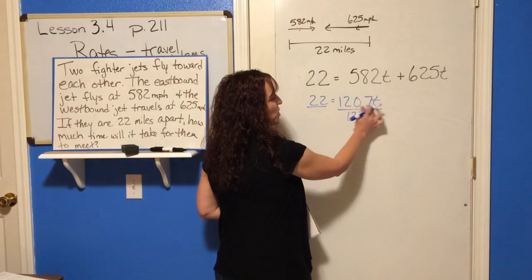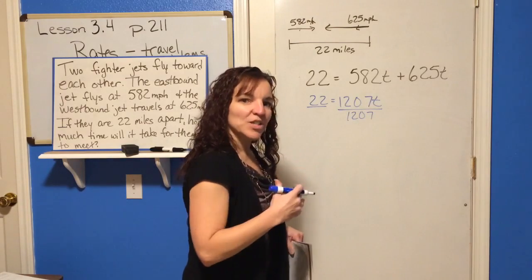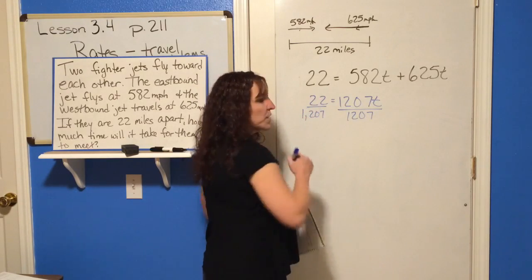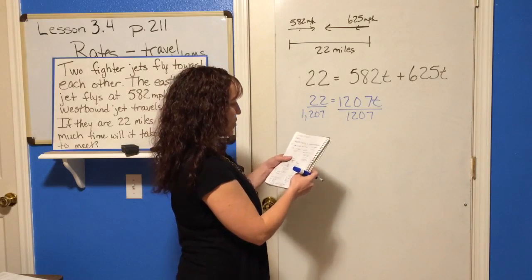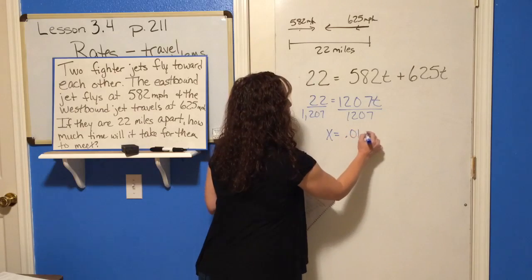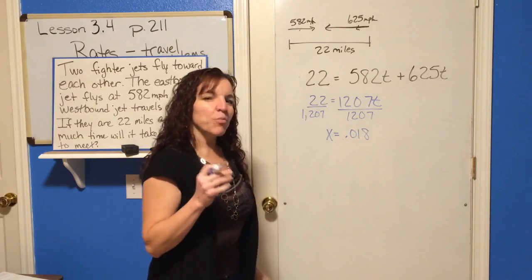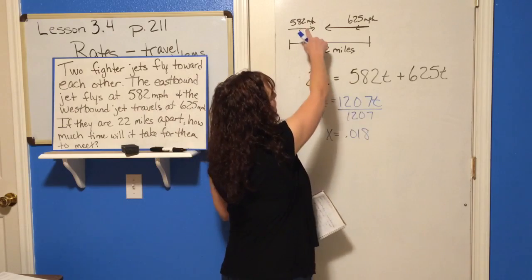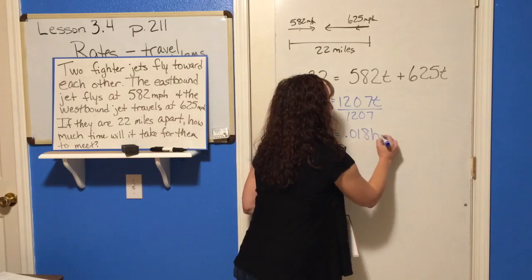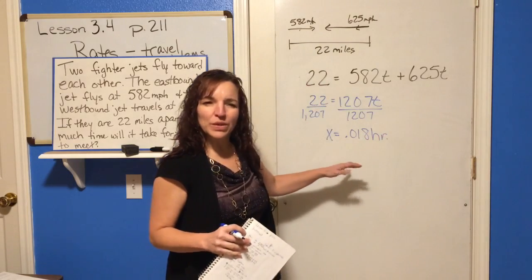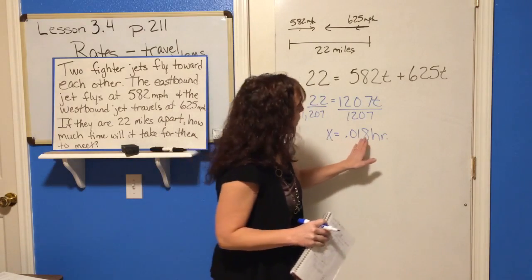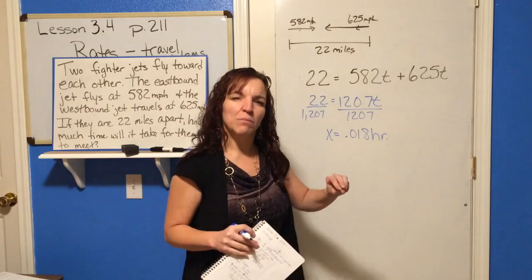Because the 1,207 is what is multiplied by the T, that's what we have to divide to get back to the T by itself. So when we divide that, put it in your calculator. 22 divided by 1,207 is 0.018. That 0.018, remember, this is miles per hour, so be very careful with your time. 0.018 hours. Now, it is a reasonable amount of time, but is it a reasonable answer to give? If you have 0.018, you probably want to give that to me in minutes.